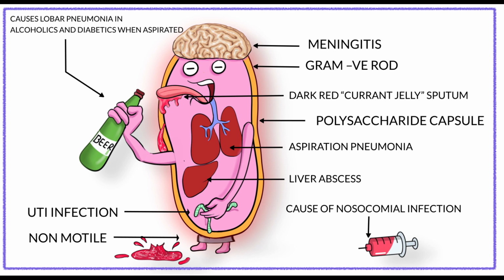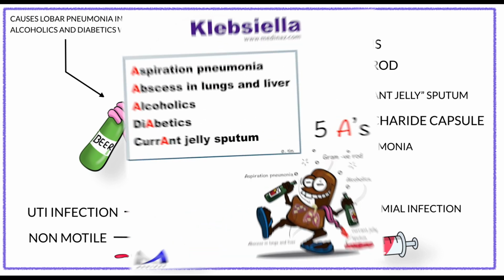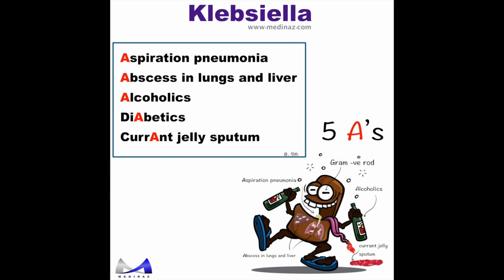Now I have a mnemonic to remember a few important points. All you have to remember is 5A. A for aspiration pneumonia, then abscess in lungs and liver, then alcoholics, then diabetics, and then currant jelly sputum.